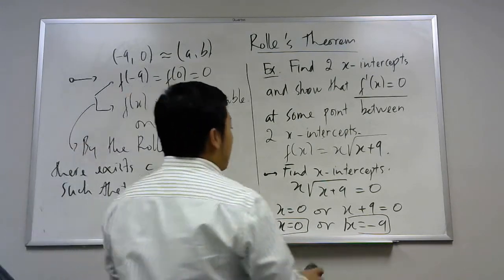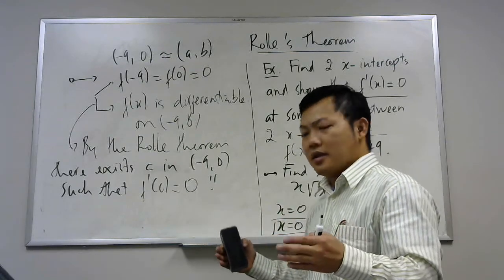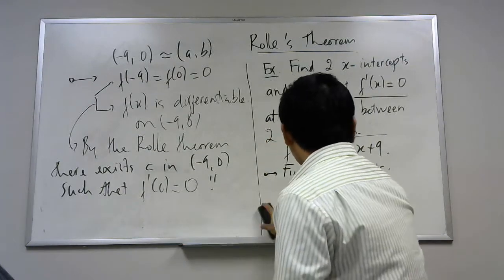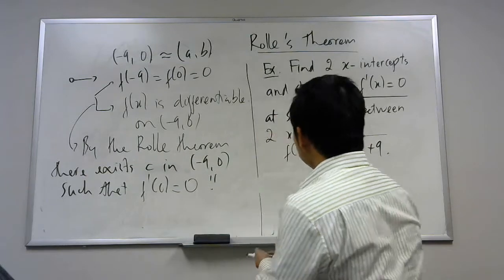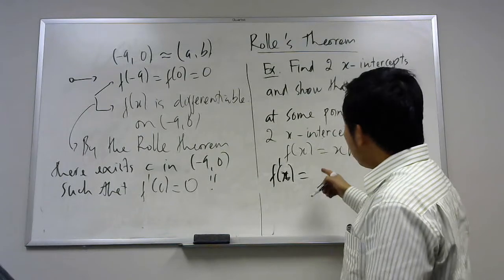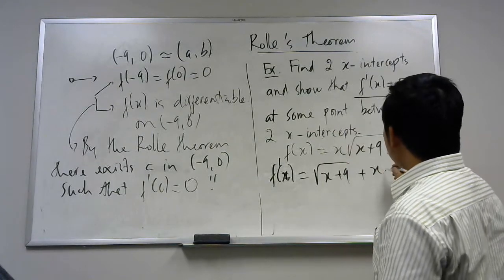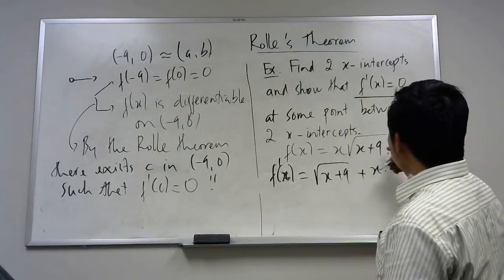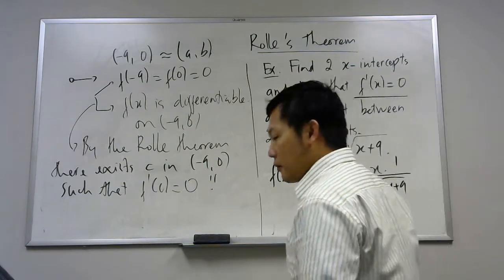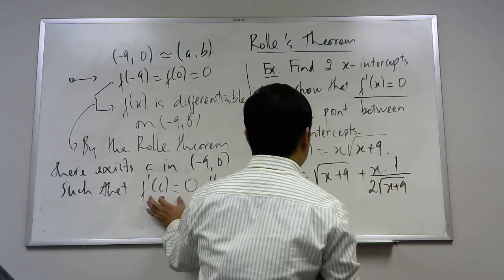Okay, and now let's find that critical point. Once we are convinced that it exists, let's find it. Now I can take the derivative. Let's take the derivative of this function. f derivative equal to, I use the product rule. Here I get 1 times the square root of x plus 9, and here I have x, and the derivative of the square root of x plus 9 is 1 over 2 times the square root of x plus 9, right? So I have to set it equal to 0.